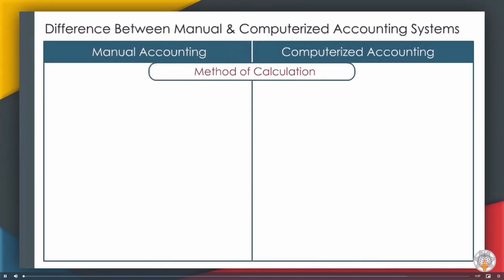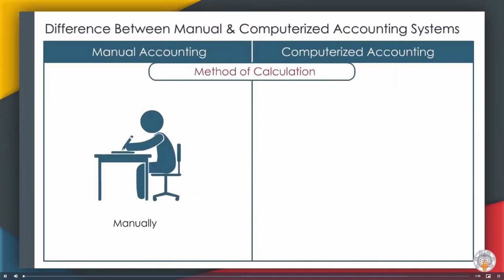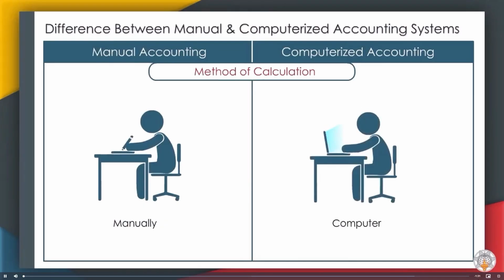Method of calculation. All calculations are done manually. Here, operators record the transactions manually in a database on a computer. All calculations are done by the computer system. There is no need to calculate the balance of each account. It is automatically calculated by the system.